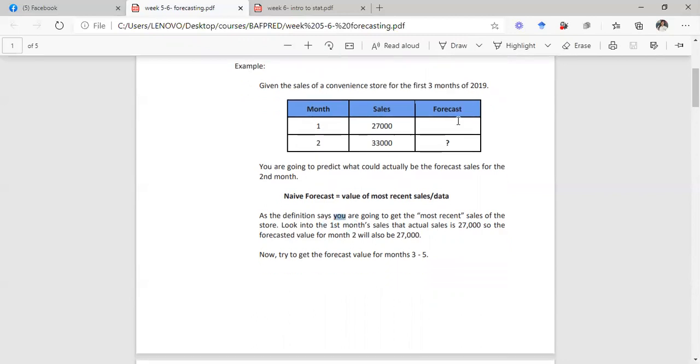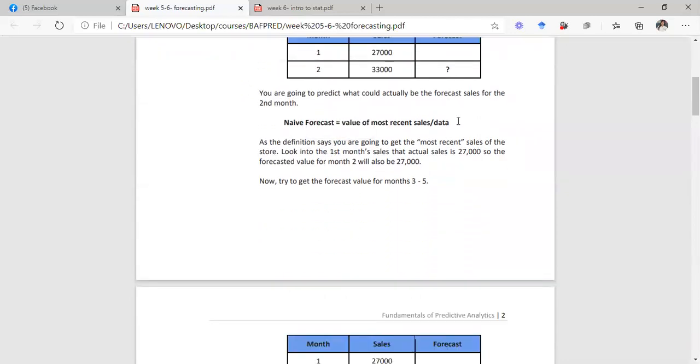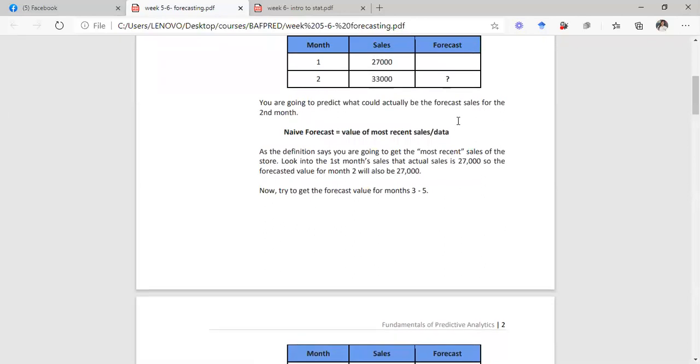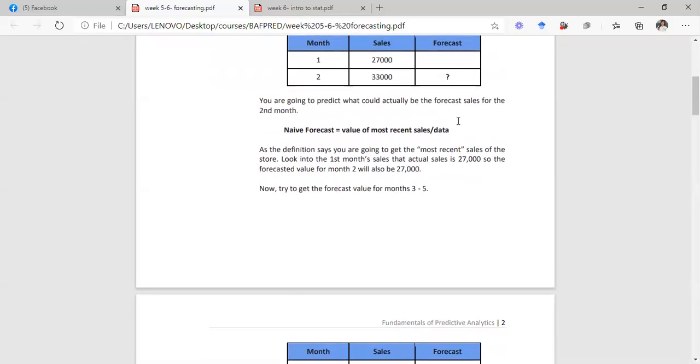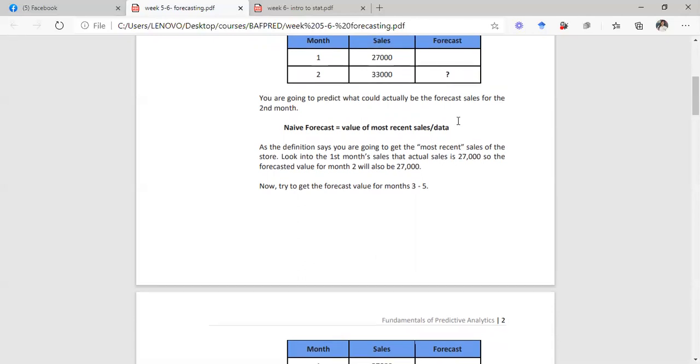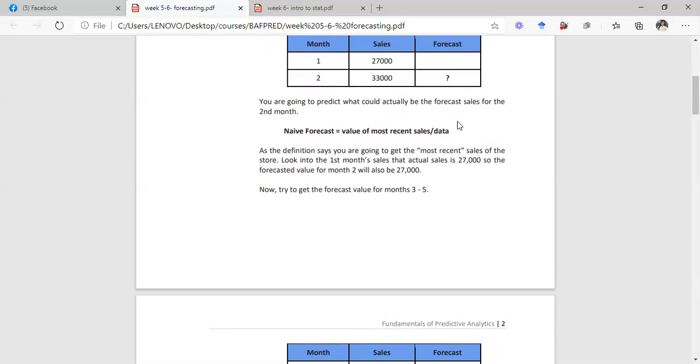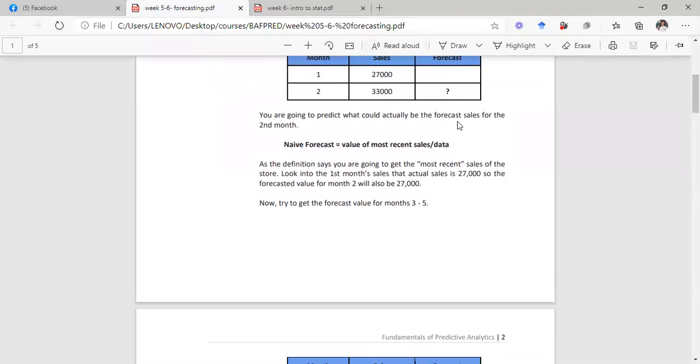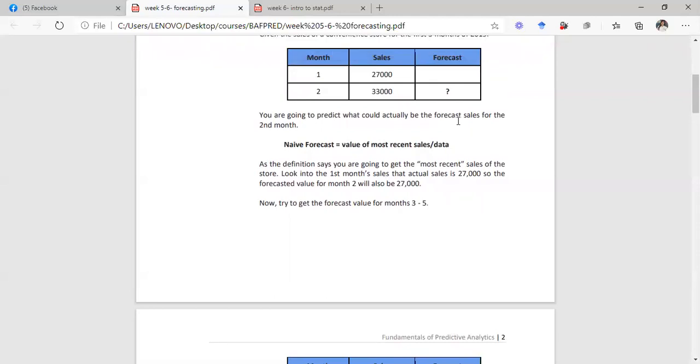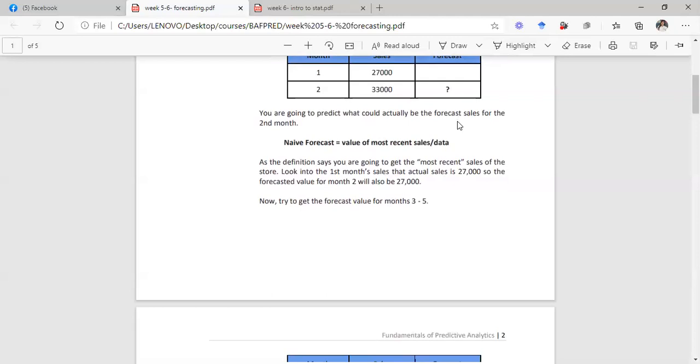As the definition says, you are going to get the most recent sales of the store. So this one, right? 27,000 and 33,000 of the store. So look into the first month sales. The actual sales is 27,000. So the forecasted value for month 2 will also be 27,000, since it is the previous value of the most recent sales data. So the forecast is 27,000.